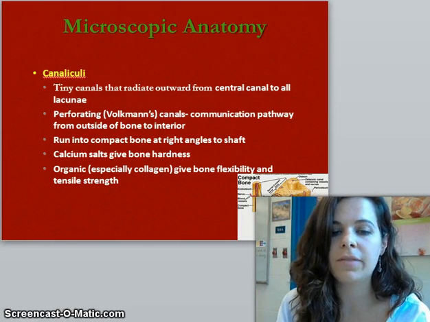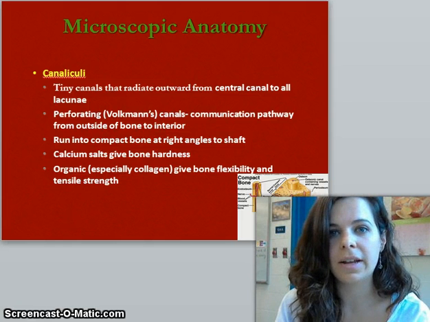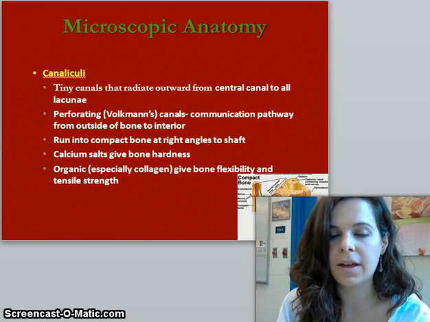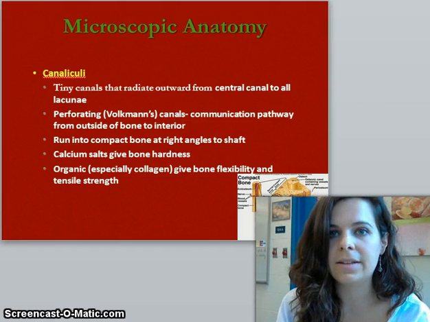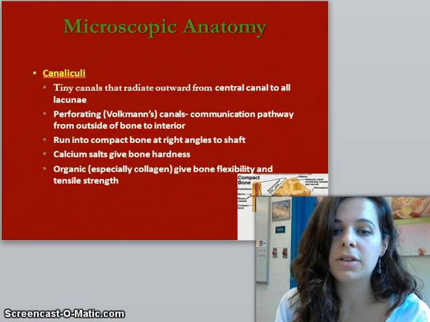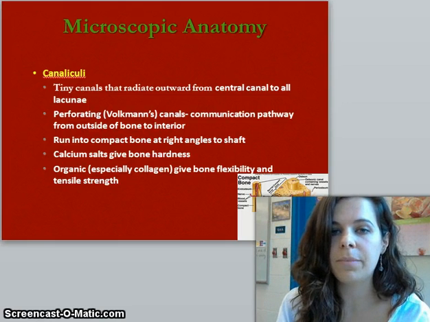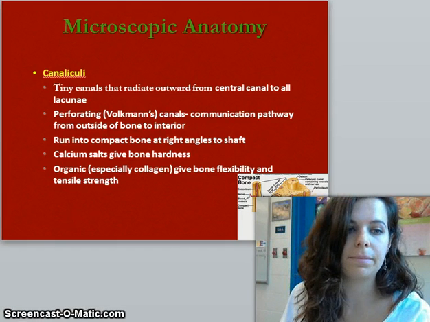In the bone, you're going to find calcium, and that gives the bone its hardness, but you'll also find organic molecules like collagen, which give bone its flexibility and its ability to stretch. So both of those are really important qualities of bone, the hardness as well as the flexibility.